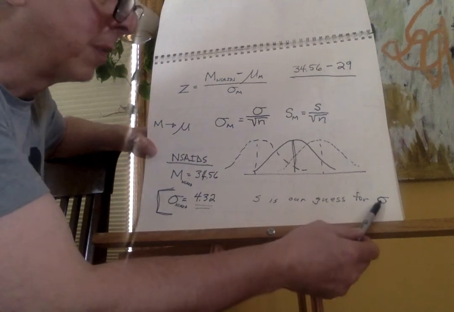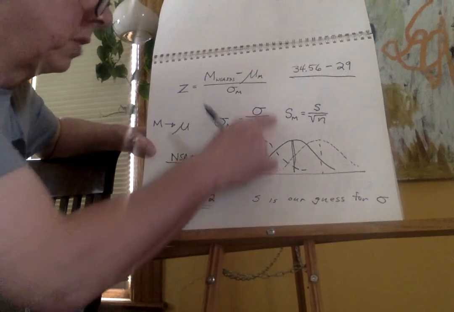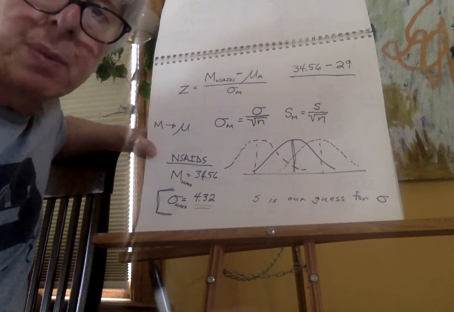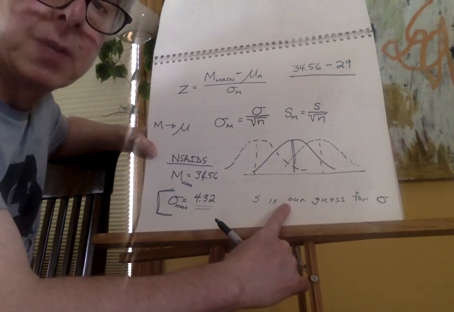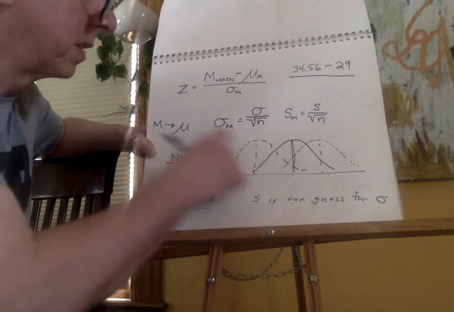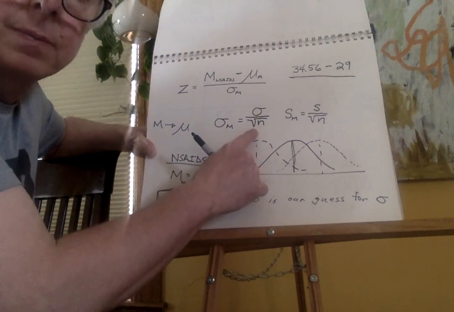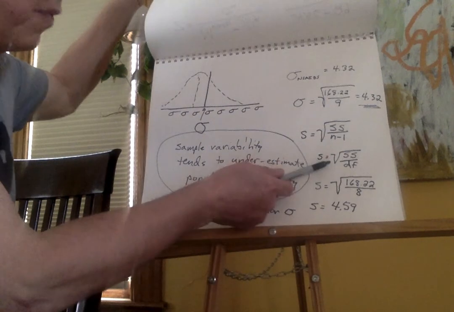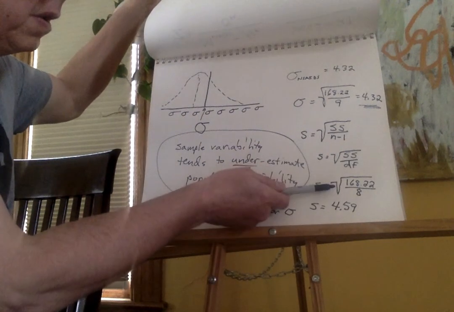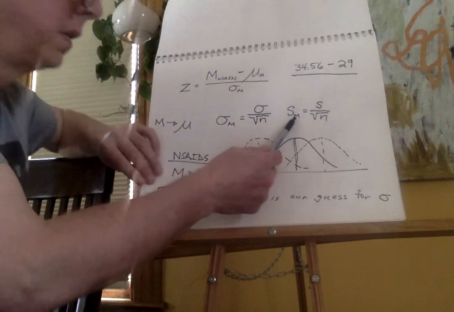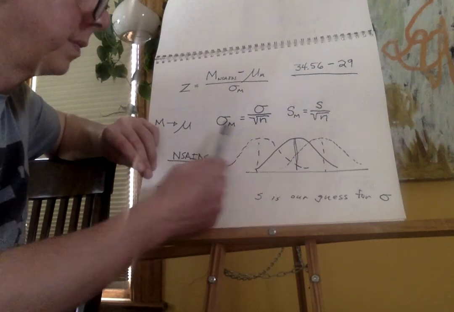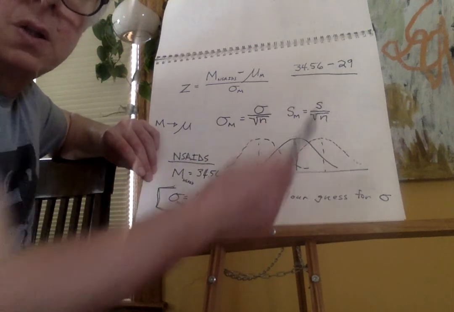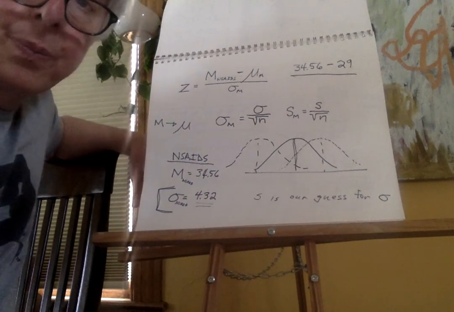S is our guess for sigma. We're not ignoring this step, okay? So this becomes a two-step process. We get our guess for sigma, then we do our central limit theorem stuff here, okay? We get our guess for sigma using this formula. Then we get S sub m to represent that. That goes in the denominator here, okay? So I'm going to let you do that.